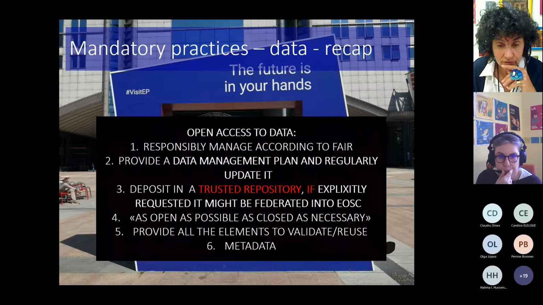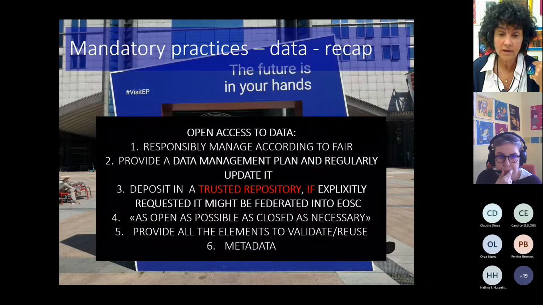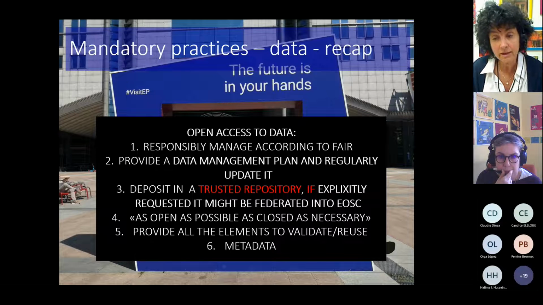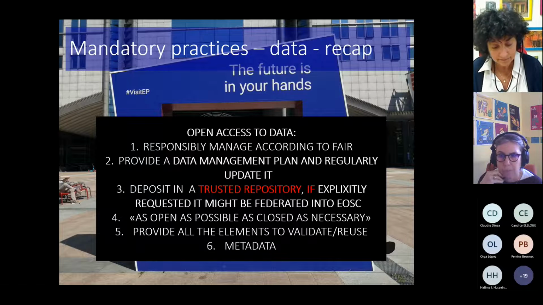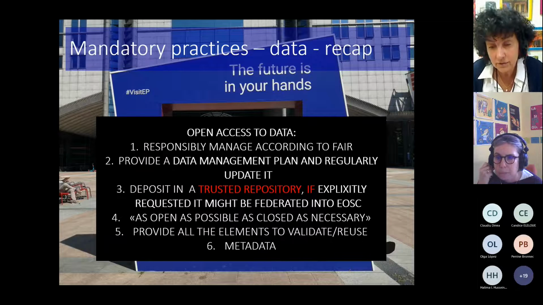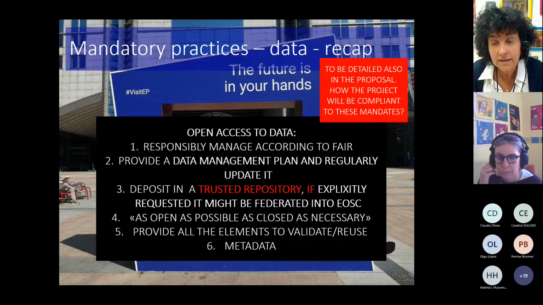So just to recap, open access to data, responsibly managed according to the FAIR principles, provide a data management plan and regularly update it, deposit in a trusted repository, and if explicitly requested, it might be federated into EOSC. The principle is as open as possible, as closed as necessary, provide all the elements to validate and reuse the data, and as always, metadata always free and always with a CC0 license, okay?